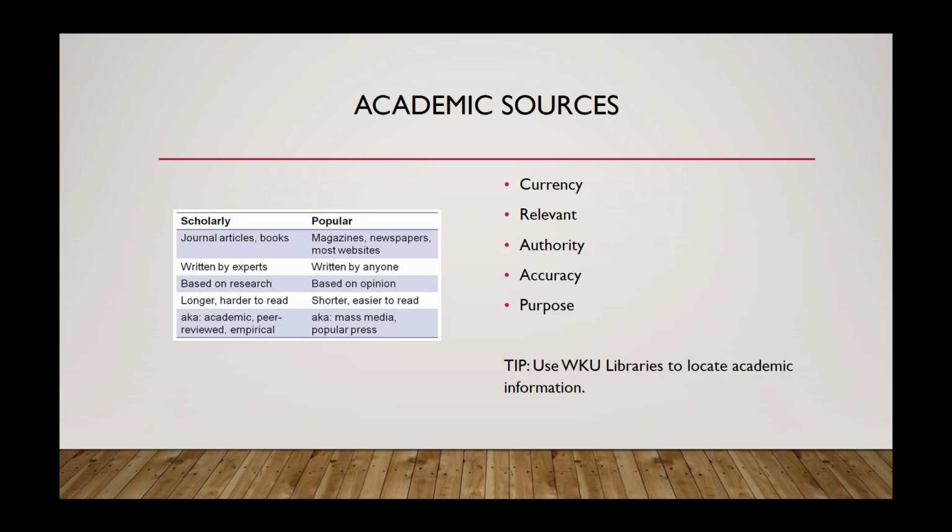These are some names that you probably have already become familiar with because this is something that your instructor or professor is recommending that you use. The popular sources are going to be magazines, newspapers, most websites, especially our .com websites. They're going to be written by anyone. Primarily, if we get them from a magazine or newspaper, those are going to be written by journalists. They're not exactly experts in a specific field. They're more experts in how to write these articles for these type of magazines.